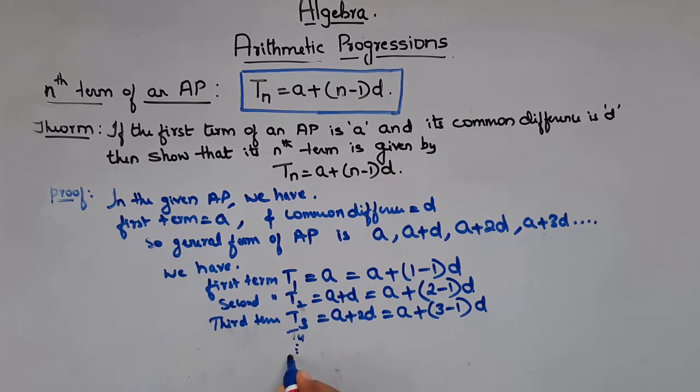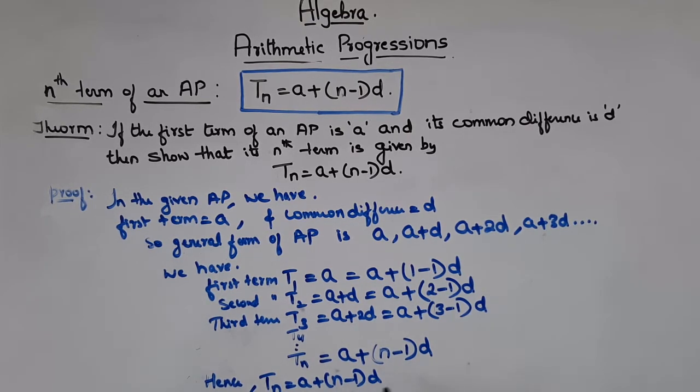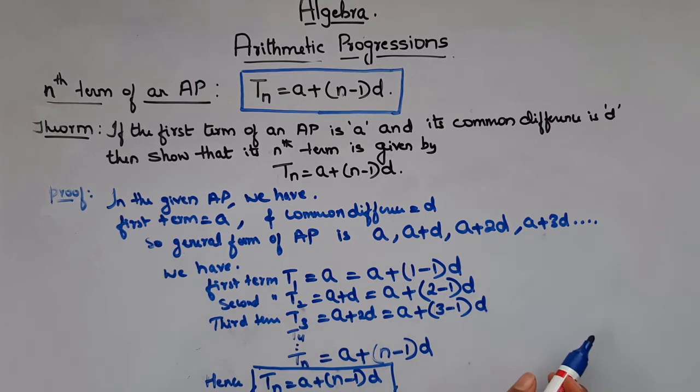Now if you see for Tn, that is your nth term, how can we write it? If you see this equation, we have a + (3 - 1)d, where 3 is nothing but the third term. Similarly in this case, we have to write n, that is the nth term, so nth term minus 1 into d. Hence Tn is given as a + (n - 1)d, right? Hence the proof.